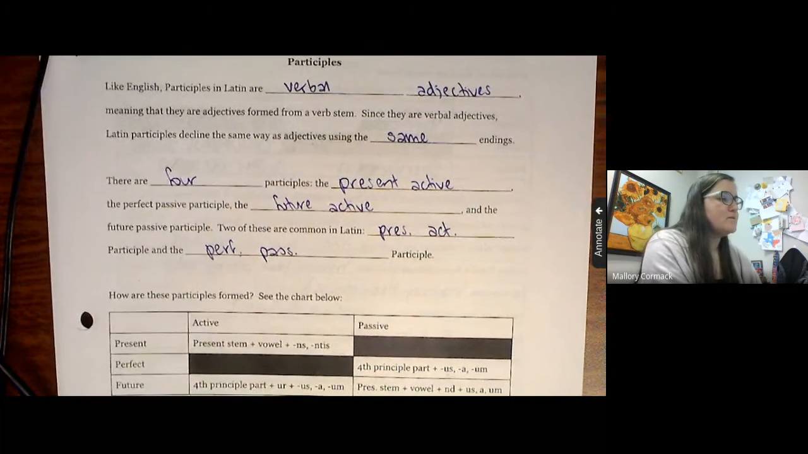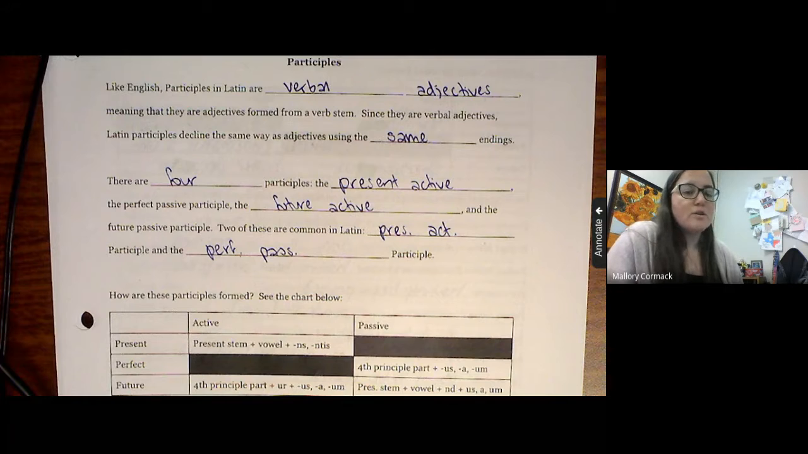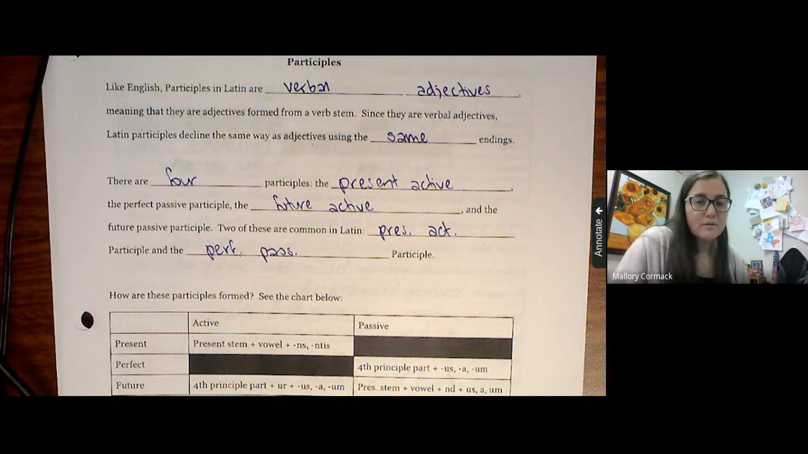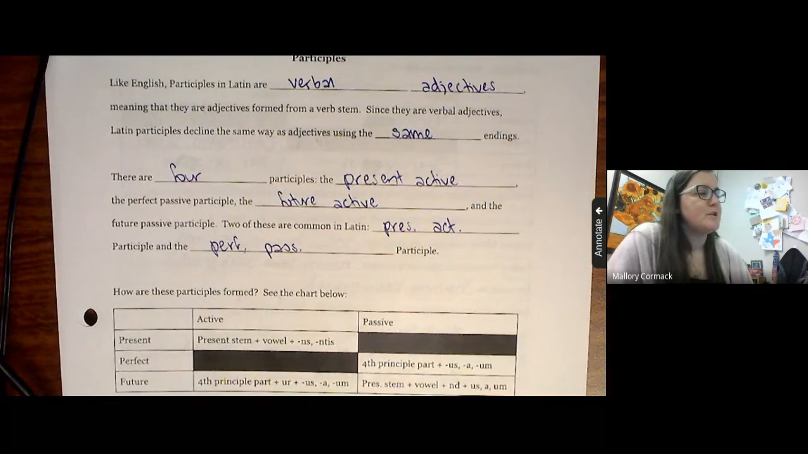I'm just recording this video for you because we started our new Latin chapter today. I wanted to make sure that you got your notes and understood kind of what was going on so you could follow along while you're at home. Because this is one of our bigger chapters that we're doing this year. So we're doing participles in this chapter.